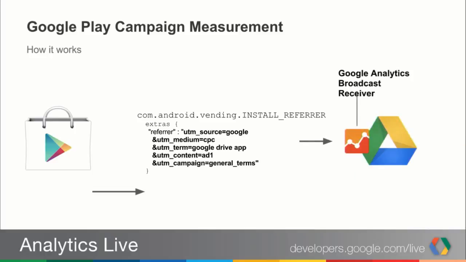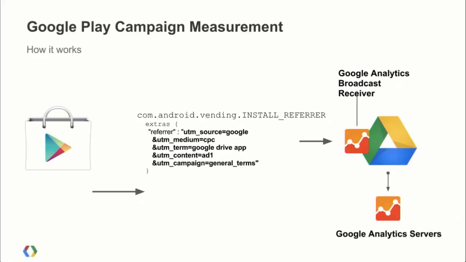The way this normally works, if you do a standard GA implementation, is that you'll have an analytics broadcast receiver, and I'll show you how to implement that in a second. That's going to be able to receive that intent and store that referrer information. Then when the app actually runs, the SDK is going to send that out with the first hit that's dispatched. That's how your campaign information is going to get back to GA. Everything that the user does from then on is going to be attributed back to that original campaign source, whatever was in that referrer parameter.